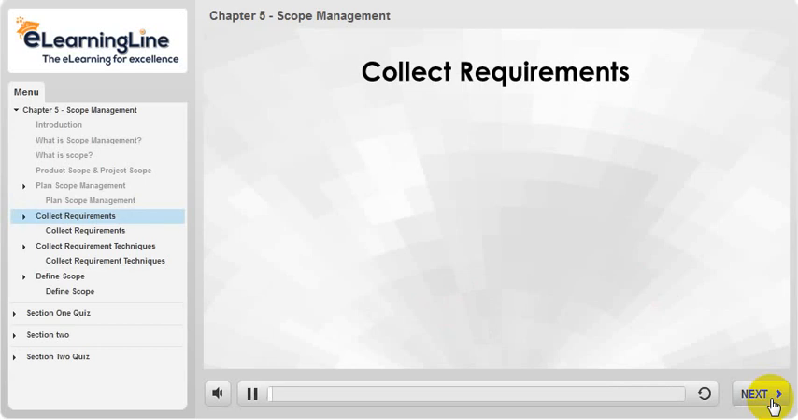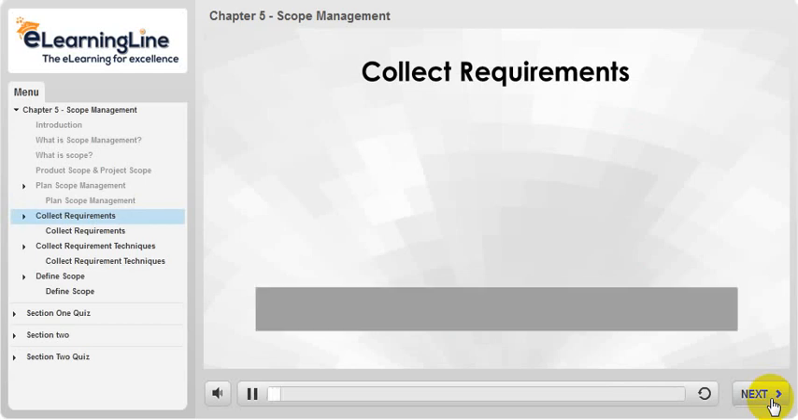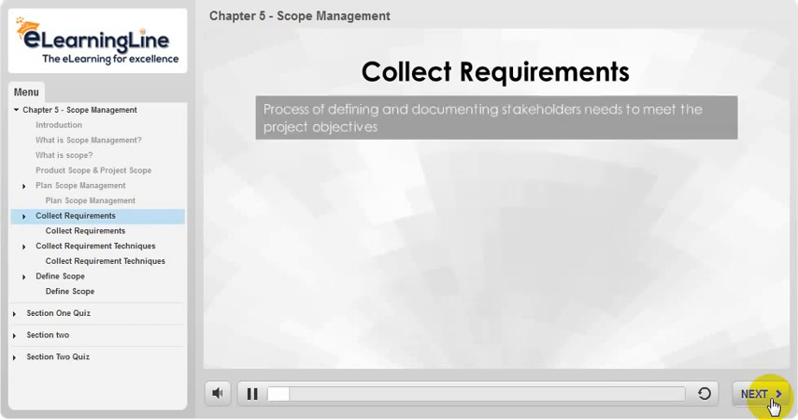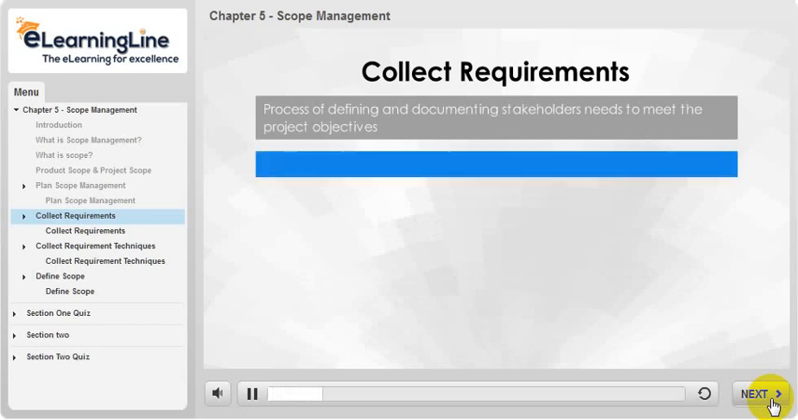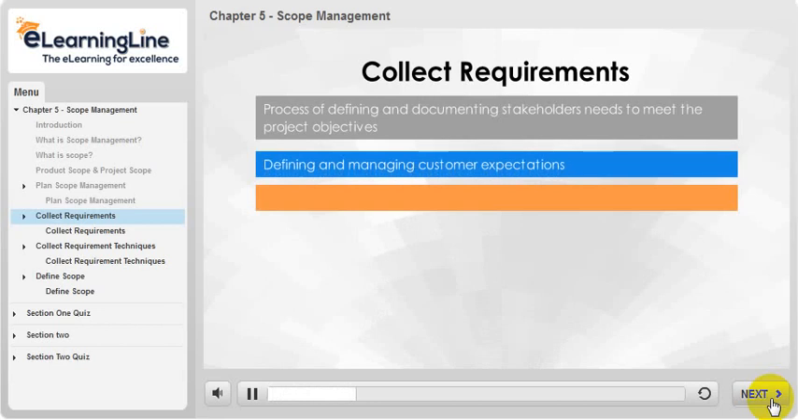Let us go through the collect requirements process. First, we start with requirements. They are actually the needs and expectations of stakeholders that are quantified and documented. Collect requirements is the process of defining and documenting stakeholders' needs and expectations to meet the project and product requirements.